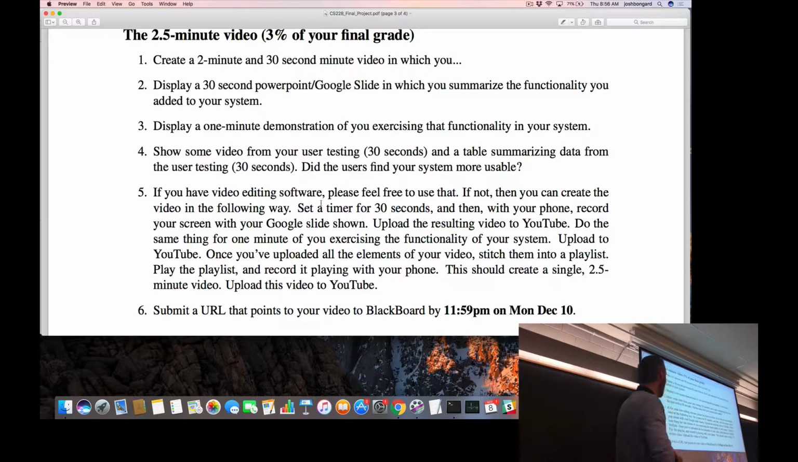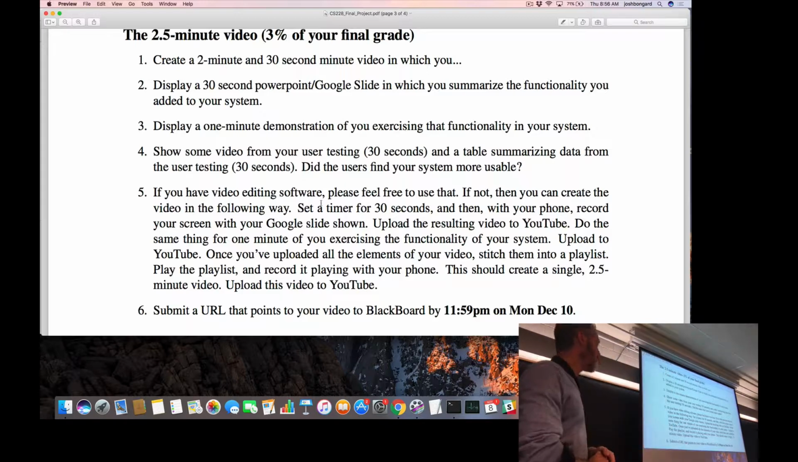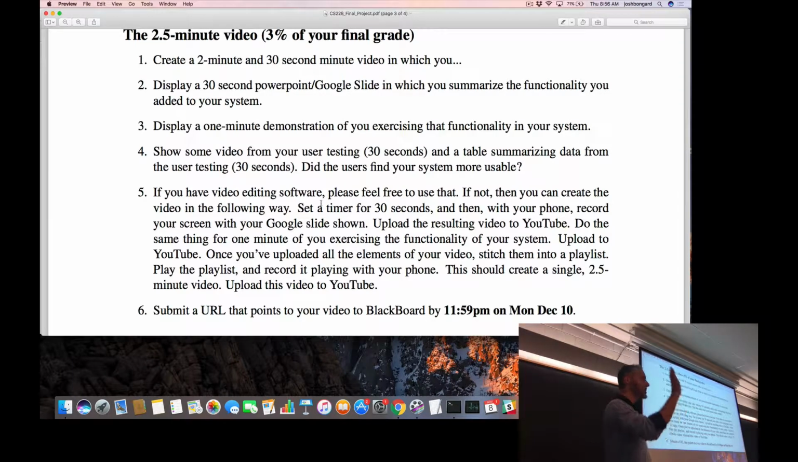Okay, so here's my suggestion. If you don't have video editing software, set a timer for 30 seconds, and then with your phone, just record your Google slide on your screen for 30 seconds. Upload that to YouTube. Then make a separate video of this 1-minute demonstration. You're recording your screen, and you're demoing the new functionality in your system, which creates a 1-minute video. Upload that to YouTube. Keep going.